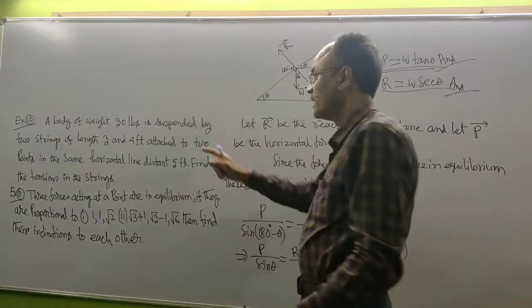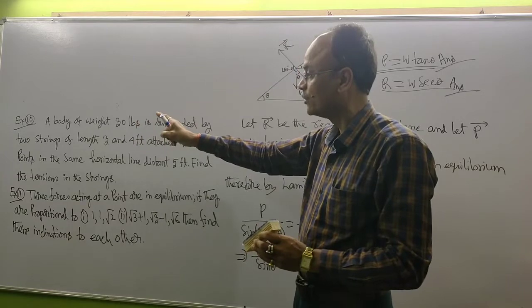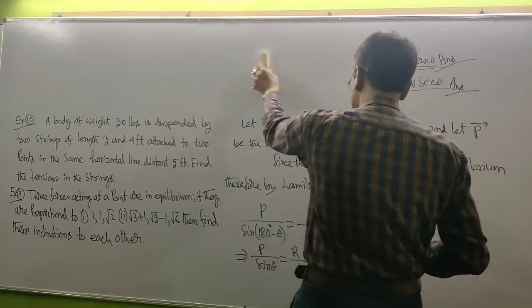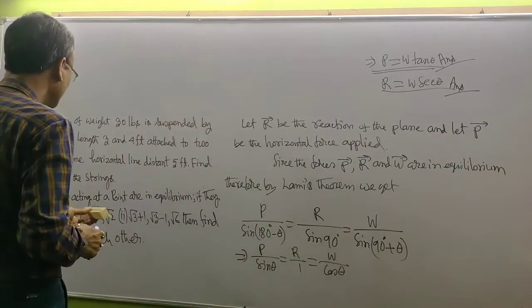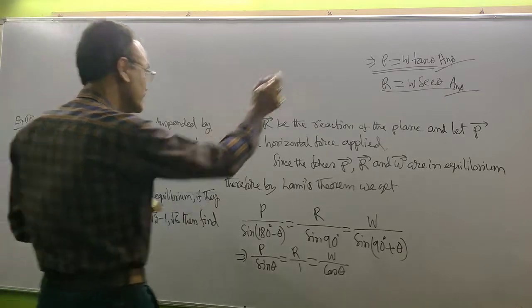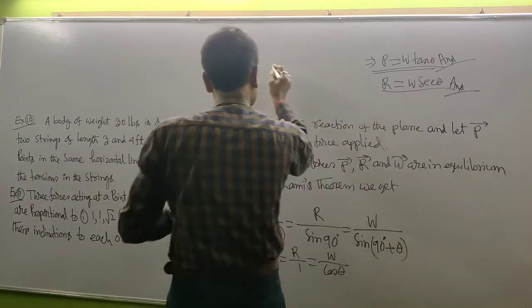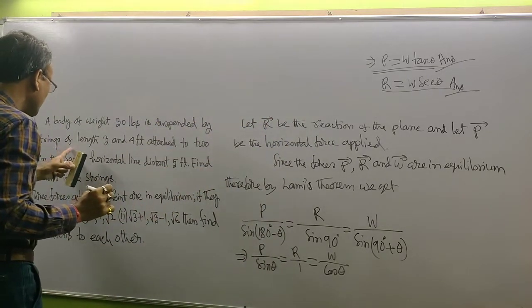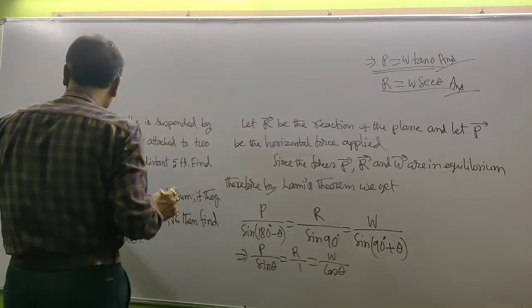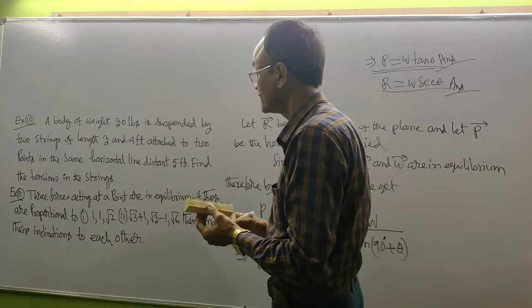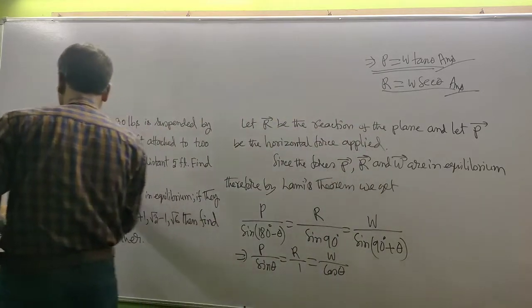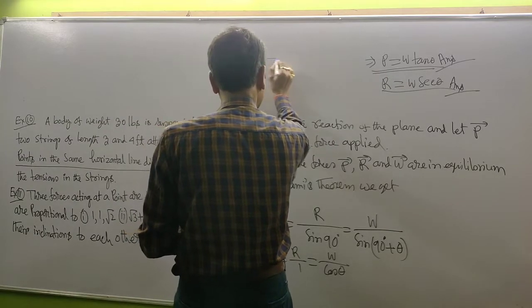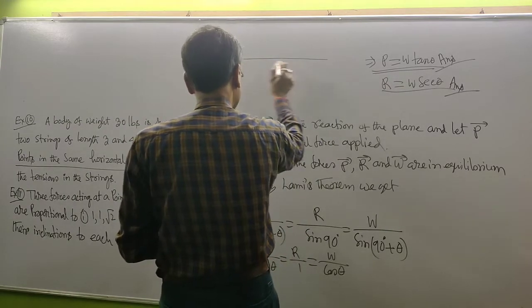Now, let us try to solve question number 10. What is it? A body of weight 30 lbs is suspended by two strings of length 3 and 4 feet attached to two points in the same horizontal line, distance 5 feet apart. It is a horizontal line.